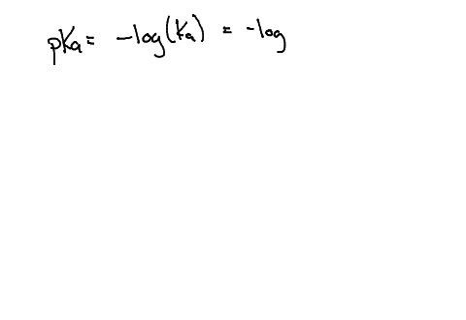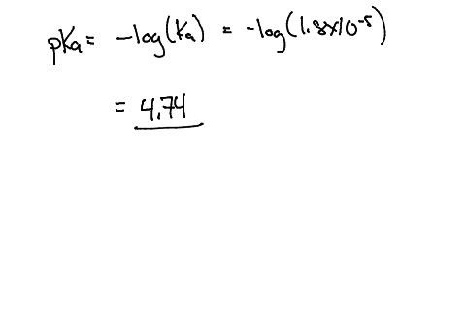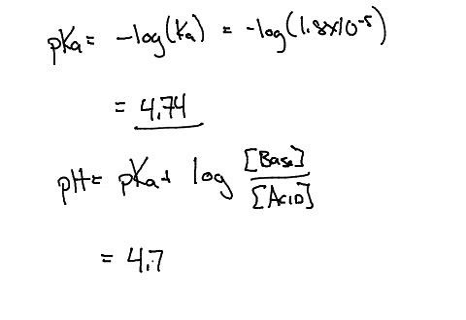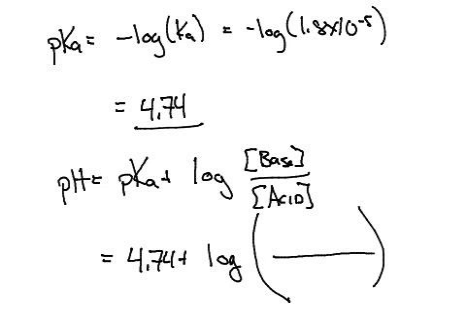Now, the first thing I need to do is find the pKa. So the pKa is going to be the negative log of the Ka. Now, the Ka in this case, if you recall, is 1.8 times 10 to the minus 5. So I just take the negative log of that, and I get 4.74. So the equation is pH equals pKa plus the log of the concentration of the base over the concentration of the acid. You probably don't need to recopy this down because it's right there on your paper. So I would say 4.74 plus the log of the base. Now I'm going to make a huge parentheses here because I want to do something interesting.